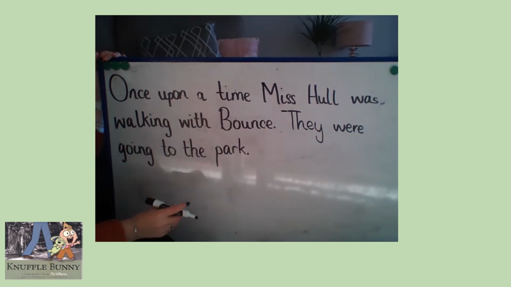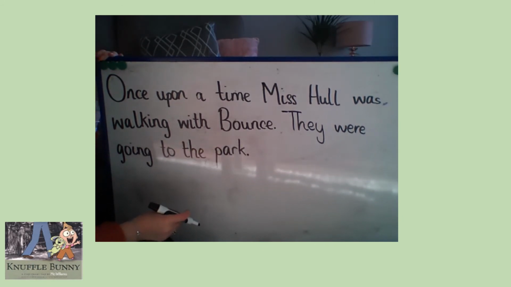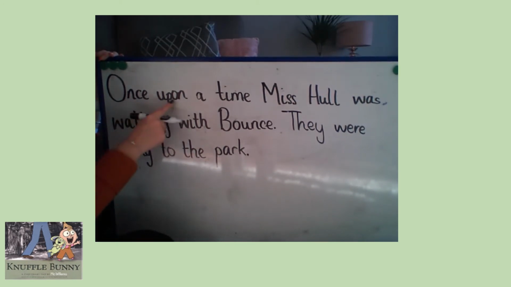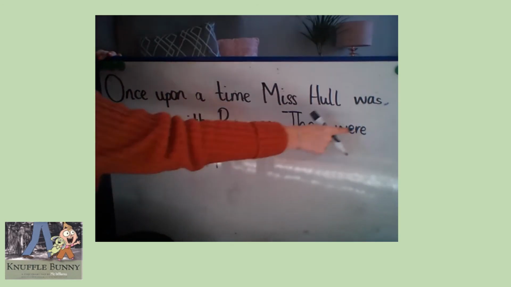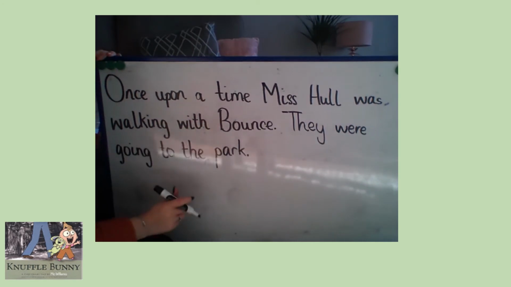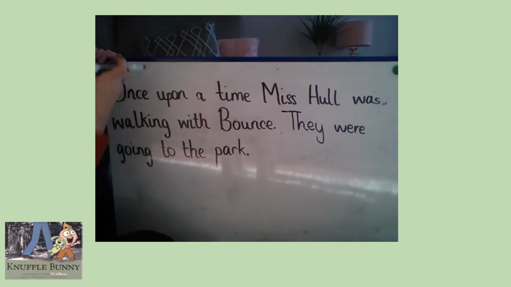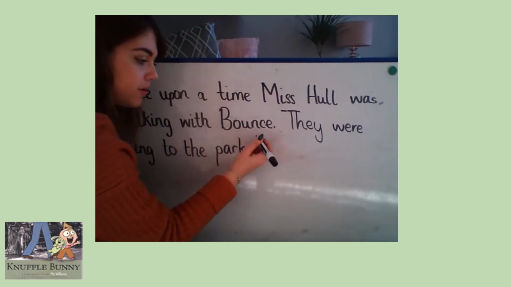Now, I might want to write that we played on the swings. I might want to write that we played on the slide. I might even want to say that we got some ice cream while we were there. So, let's have a little think. Let's read our story again. Once upon a time, Miss Hull was walking with Bounce. They were going to the park. Maybe I could write now, they played on the swings. 5 words, okay? With they, we've already written it once. We're going to do it again.